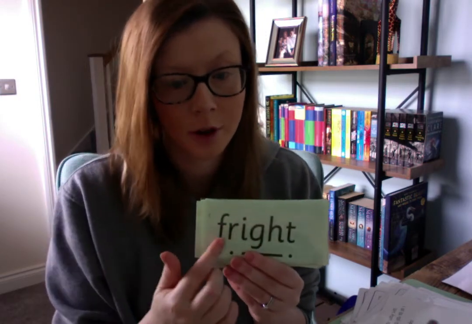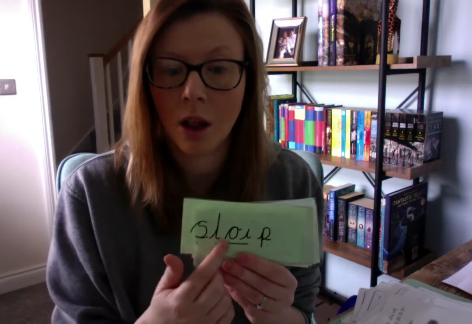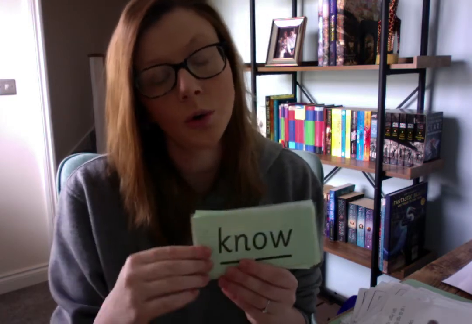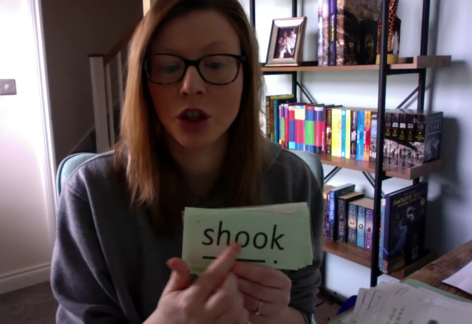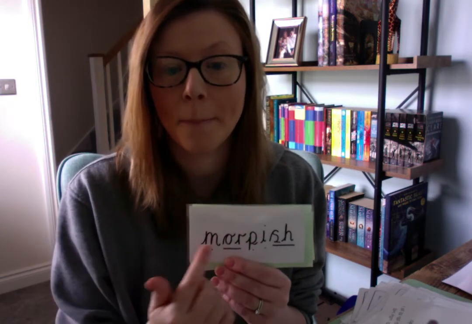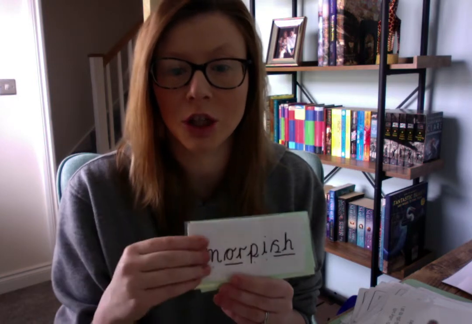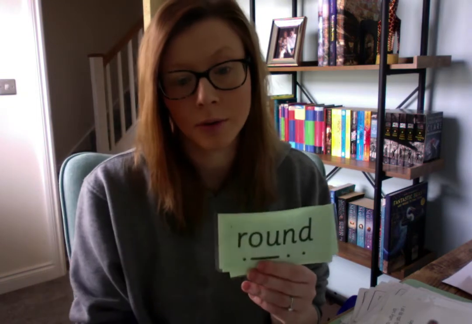Girl, bright, hard, slipe, in the middle of the word. N or no. Pool. Fair. Shook. Horse. Saw. Pish. More. Oi. Floy. Twirl. Round. Oi, n, cloin, in the middle of that word.